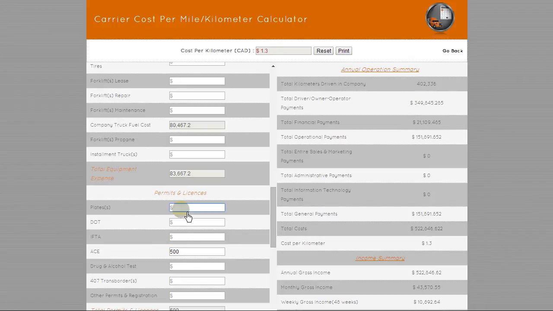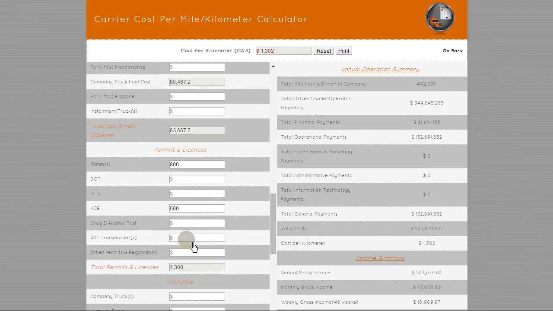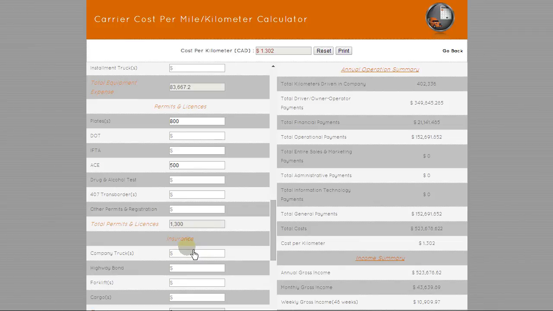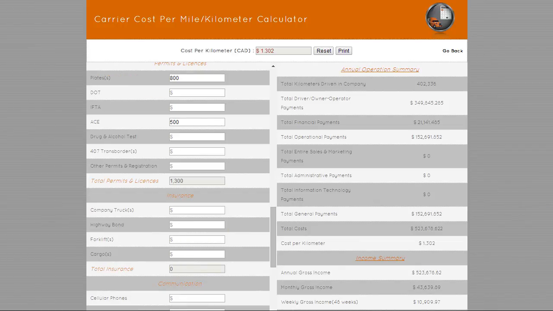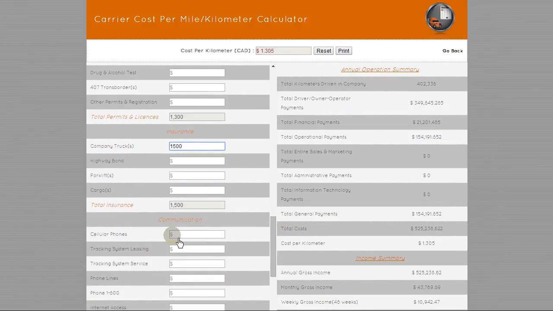Enter any costs incurred on plates, DOT, IFTA, ACE, drug and alcohol tests, transborder services, and other costs. The next cost areas you need to consider are the insurance costs for the trucks, highway bonds, forklifts, and cargo. Communication is another important cost. Enter all your expenses incurred for cell phone lines, tracking software and service, any company landlines and internet.